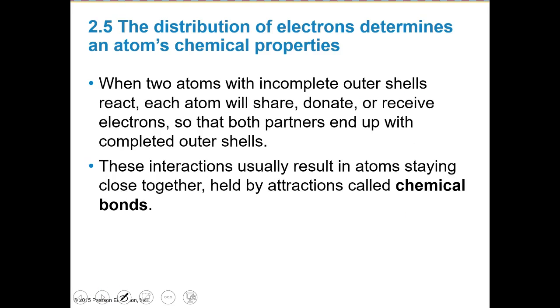When two atoms with incomplete outer shells react, each atom shares, donates, or receives electrons, so both partners end up with completed outer shells. So they've got to use different tactics in order to get complete and happy. These interactions usually result in atoms staying close together, held by attractions called chemical bonds. So that's them staying together.